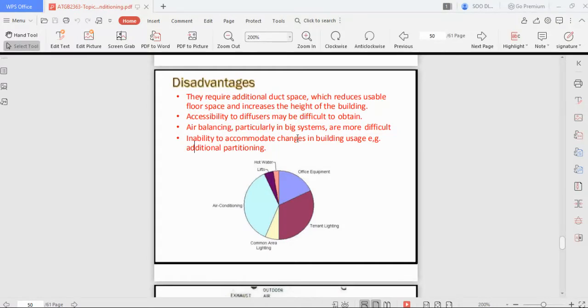So if you want to add a new distribution outlet, then you will need to do a lot of hacking. So it's not very accommodating if you want to change the building usage, maybe from a restaurant to an office, then it won't really work if you want to add a new partition.